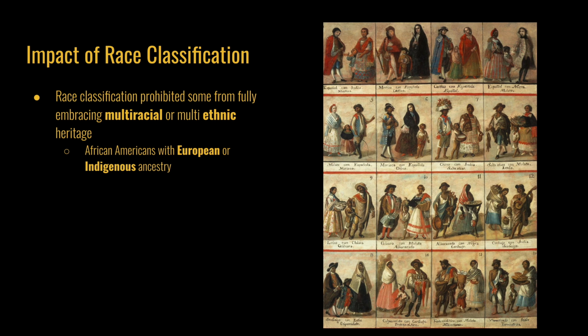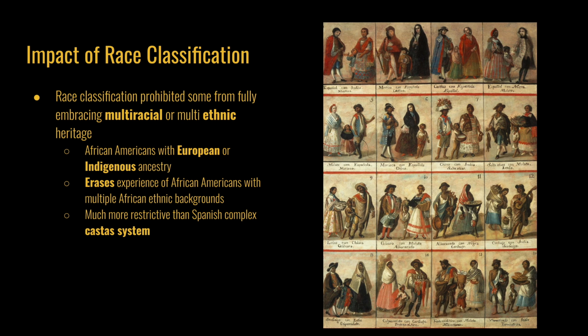Most enslaved Africans imported directly from Africa came from diverse regions and were quite different from others even on the same plantation. This new practice of race classification labeled everyone as black or African, erasing parts of their identity. It also erased the experience of African Americans with multiple ethnic backgrounds and was a system much more restrictive than the Spanish complex casta system, which created a spectrum of race even though it was discriminatory in its own ways. The Spanish casta system included over 16 different racial categories, reflecting the mixed heritage of the populations. By contrast, the English colonies' rigid racial classification aimed to maintain clear distinctions between enslaved people and free whites.